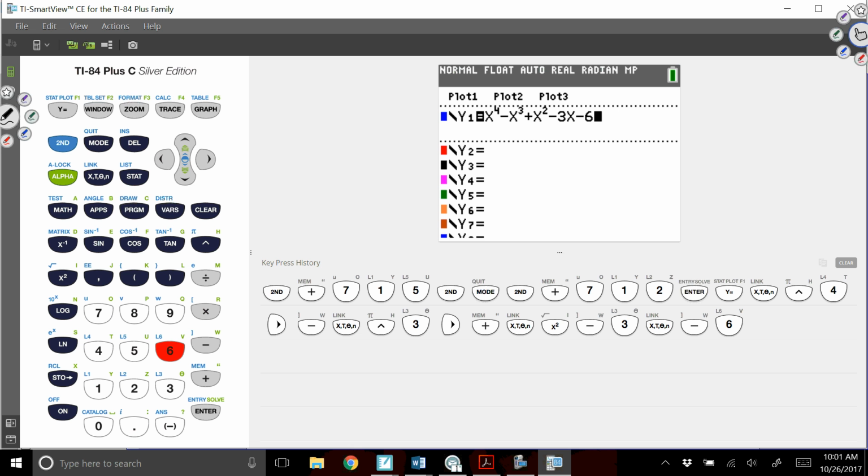Double check before you hit graph. Make sure you look at it. Make sure it looks like it's supposed to, that you have minus signs, not negative signs. You don't have the whole thing written as an exponent. You get some funky graphs when you do that. All right, and then we just hit graph.